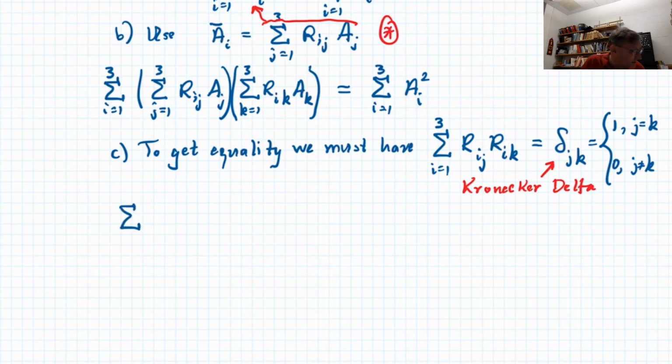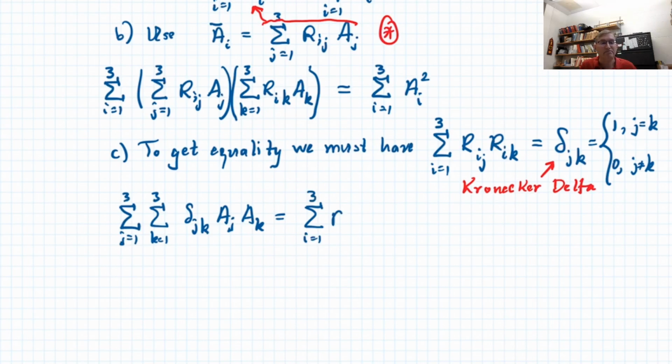I'll have two sums. I'm going to bring them out front. A sum j going from 1 to 3 and a sum k going from 1 to 3. I have the Kronecker delta jk, aj multiplied by ak. That's what's left on the left. And on the right, I have the sum i going from 1 to 3 of ai squared.